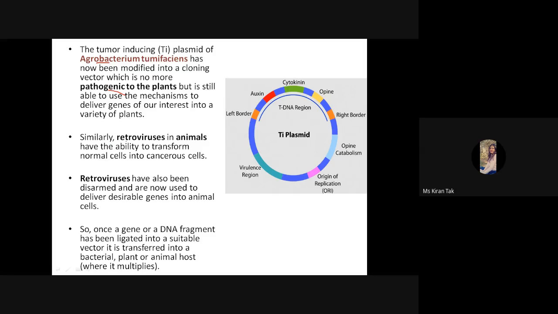The next is the retrovirus. We know that retroviruses are able to convert normal cells into cancerous cells. So again, we can disarm the retrovirus. That means we reduce the ability of the retrovirus to convert normal cells into cancerous cells, and then we can use it as a vector.